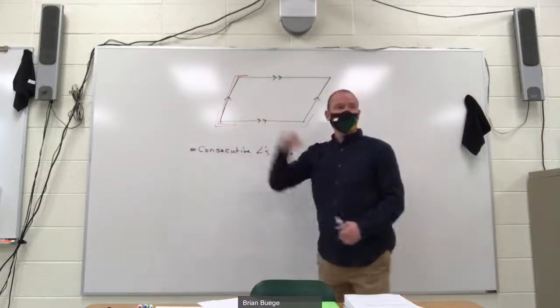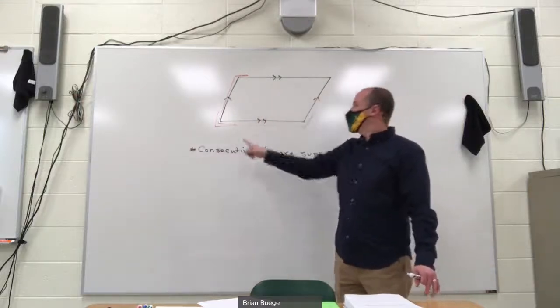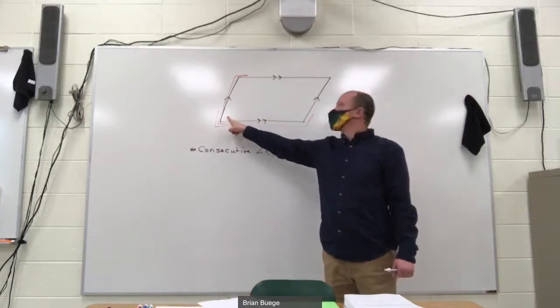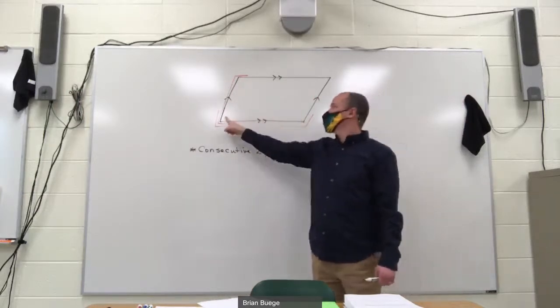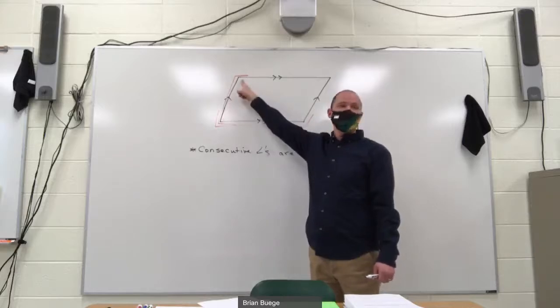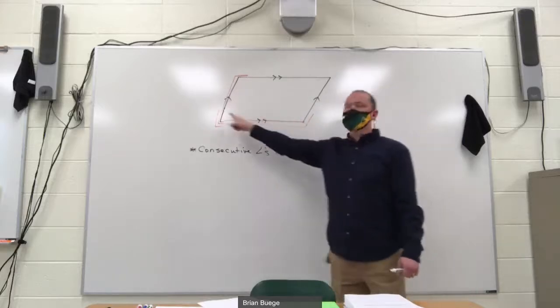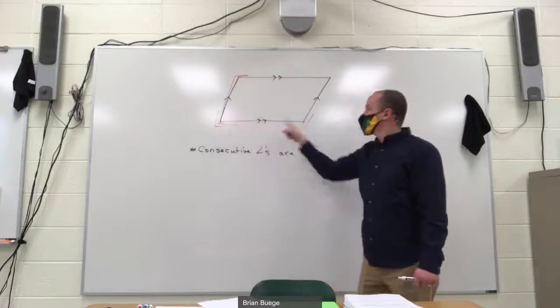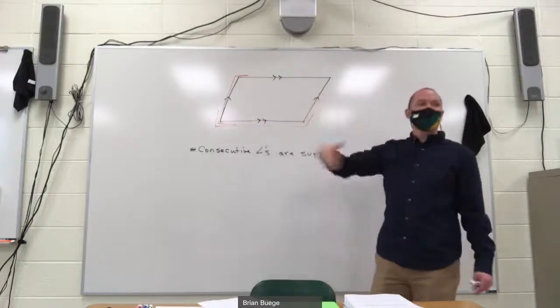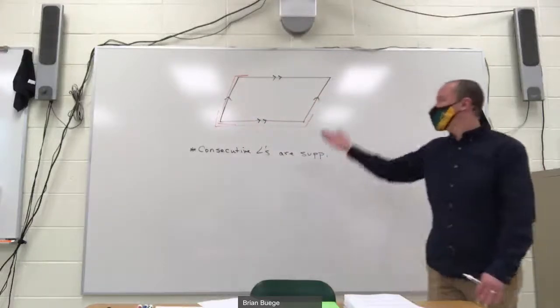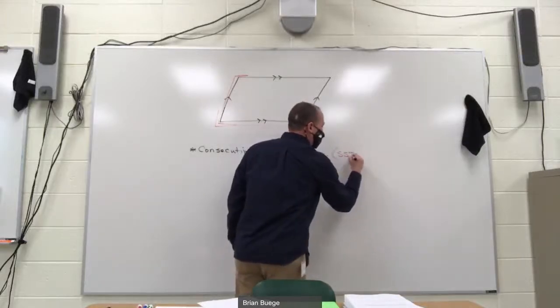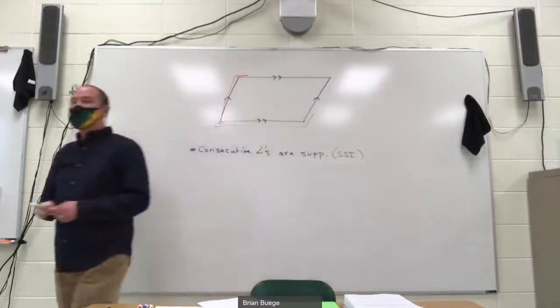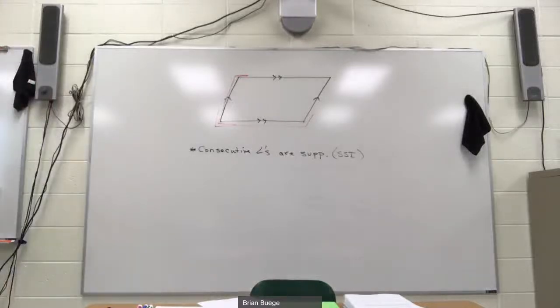So in this case, the way consecutive applies to this picture, if I pick an angle, regardless of which direction I go around, the next one is supplementary. So if I pick that angle, that one's supplementary to it. If I go this way, that angle is supplementary to that one. Okay? So that's the idea. Two angles that are right next to each other are supplementary because, matter of fact, I'll even put this in parentheses here, because they are same side interior angles. That's the reasoning. The consecutive angles are same side interior.